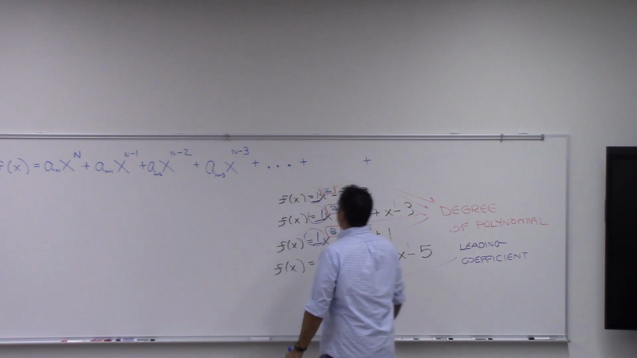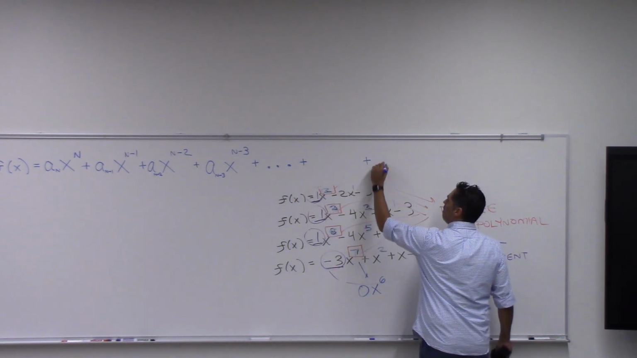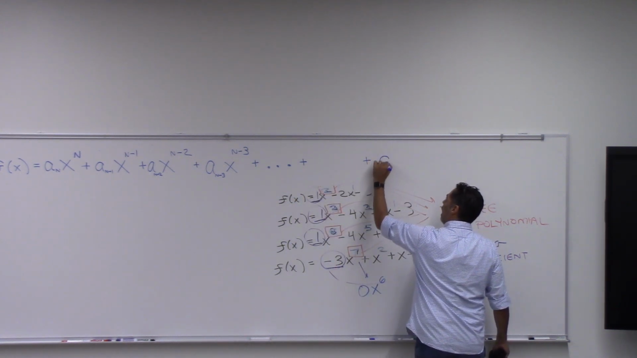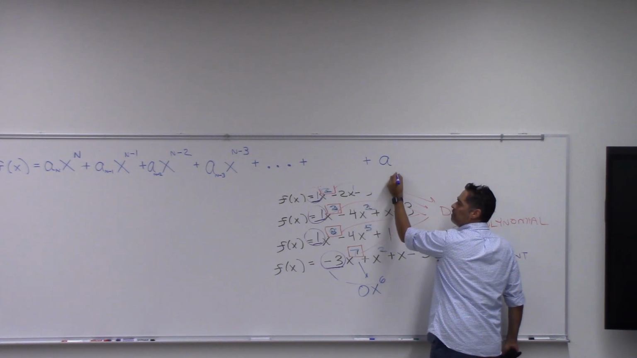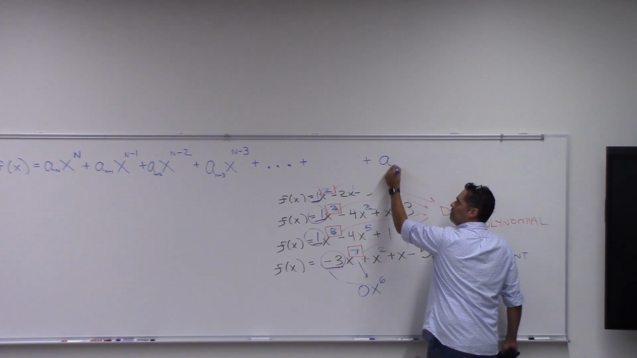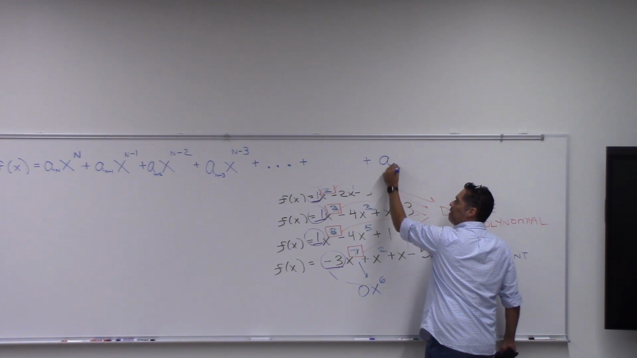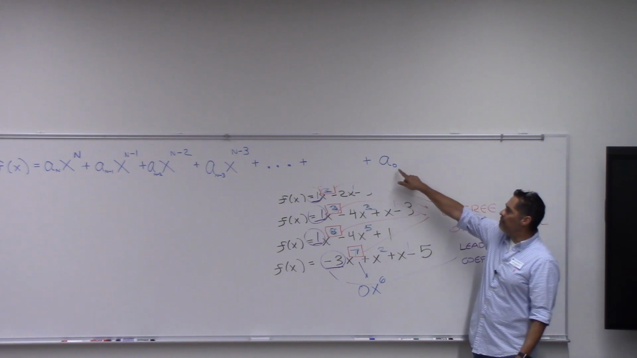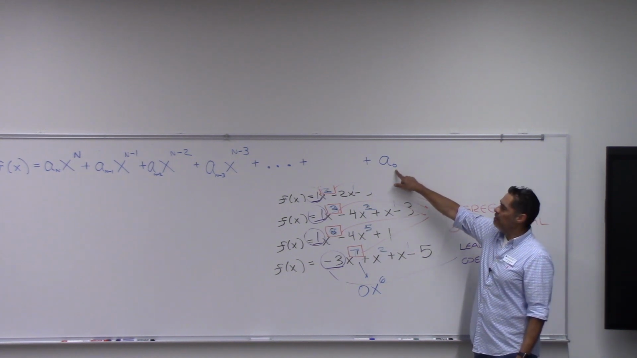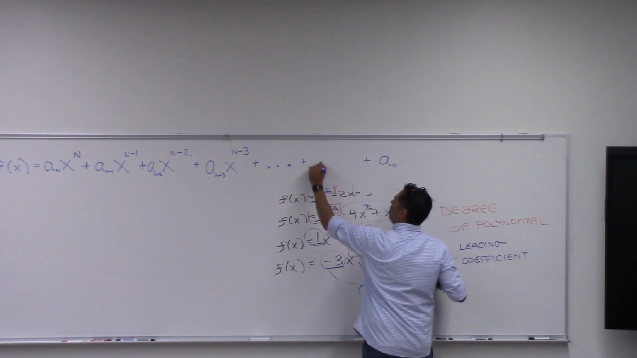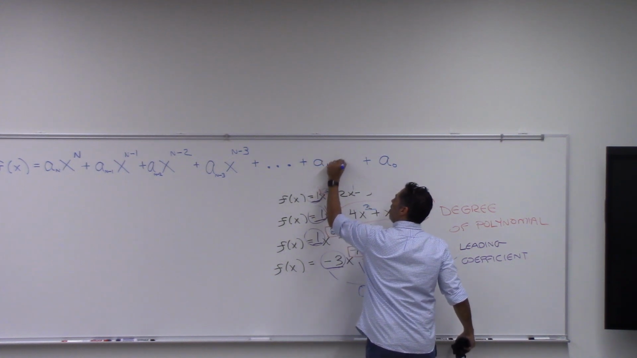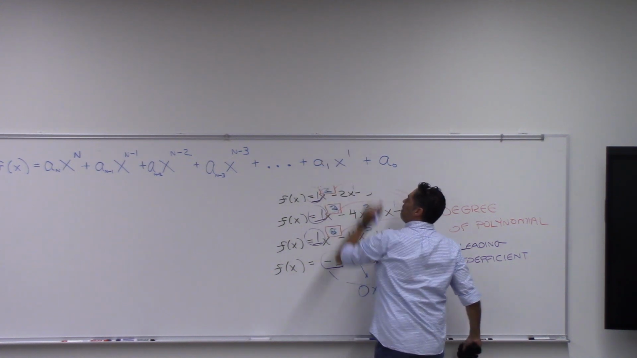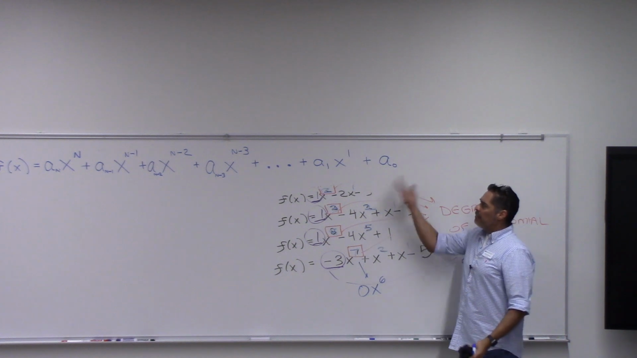And if I do that, then what should my last, very last one be? A subscript what? What happens when I get to the very end? N minus N, which is 0. I get all the way to the end and I have this will be A sub 0. And the one in front of it will be A sub 1 x to the first power. Read it from this end.